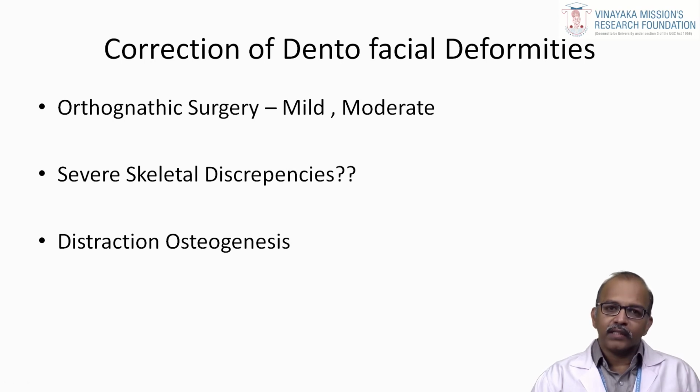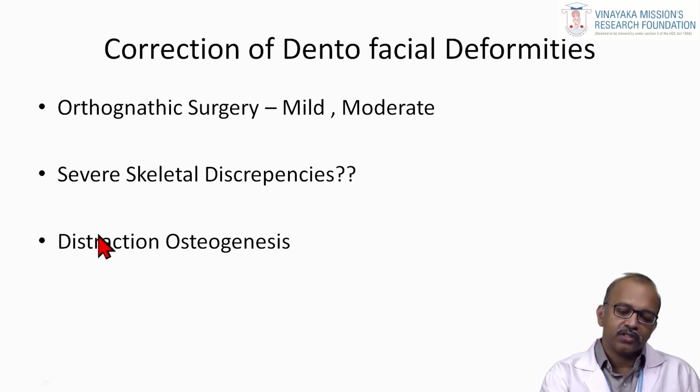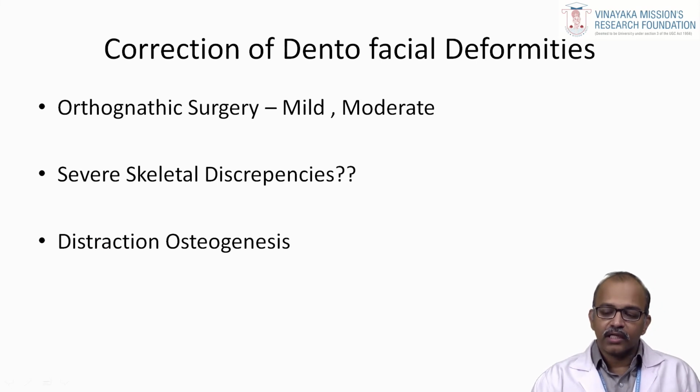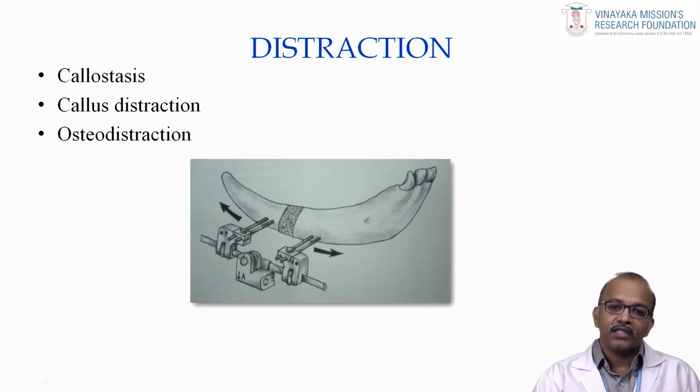Orthognathic surgery means the correction of dentofacial deformities, such as upper jaw deformities and lower jaw deformities, with a maximum of 6 to 8 millimeters of correction. What has to be done if the discrepancy is more than 1 centimeter? For that we have to do distraction osteogenesis. Distraction osteogenesis is the answer for severe skeletal discrepancies.